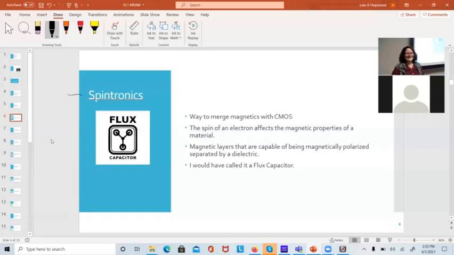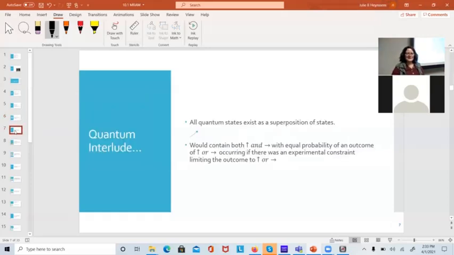It's a him in that diagram cartoon. He's seen these slides. Okay, so here's my quantum interlude.